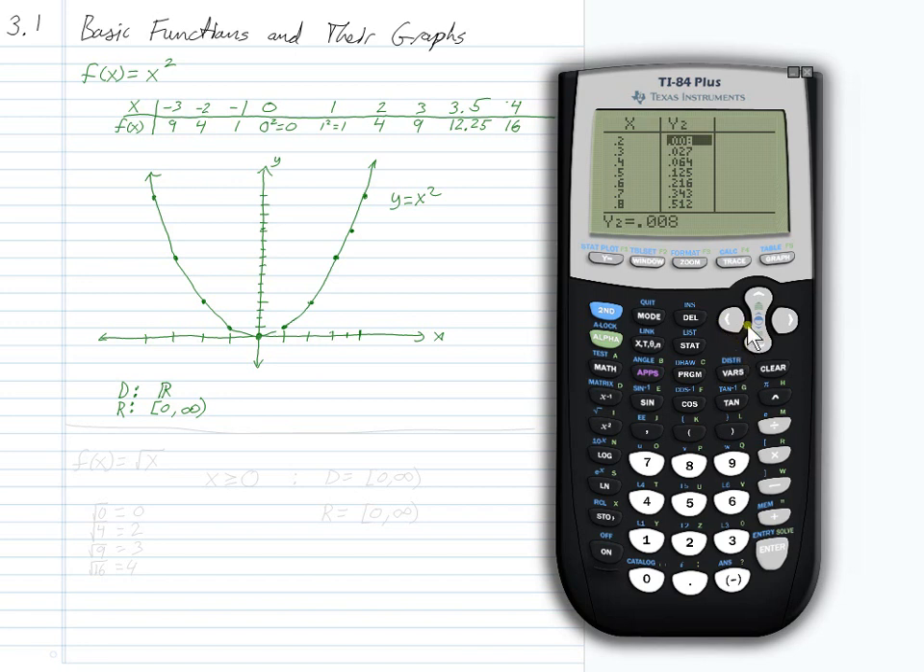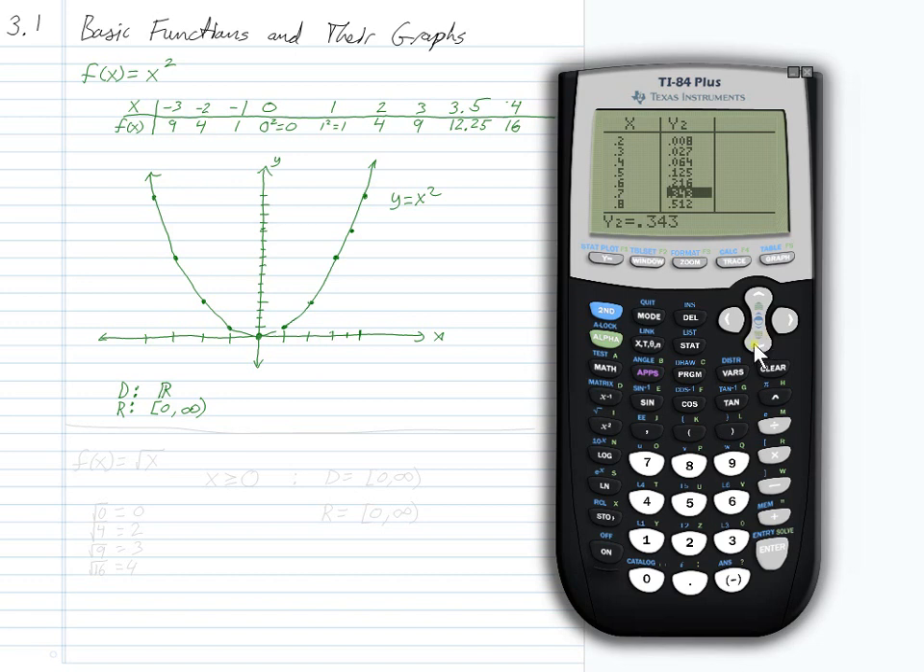The closer that we get to 1, the closer our outputs get to 1, but the growth is very gradual, right? We go from 0.008 to 0.027, 0.064, 0.125, 0.216. These are not growing very quickly.